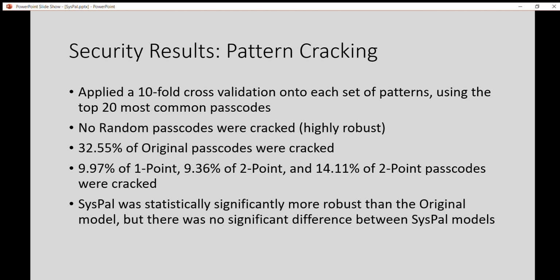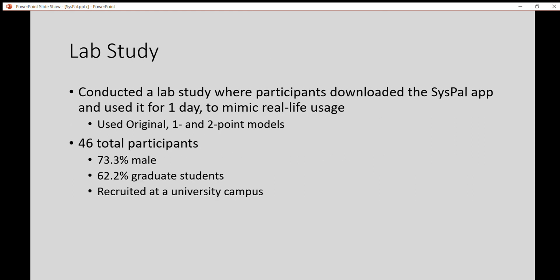In regards to pattern cracking, researchers applied a 10-fold cross-validation onto each set of patterns using the top 20 most common passcodes. There were no random passcodes that were cracked. This was found to be the most robust method. 33% of original passcodes were cracked using this method, whereas 10% of 1 point, 9% of 2 point, and 14% of 3 point passcodes were cracked. SysPal was statistically significantly more robust than the original model, but there was no significant difference between the SysPal models of 1, 2, and 3 point.